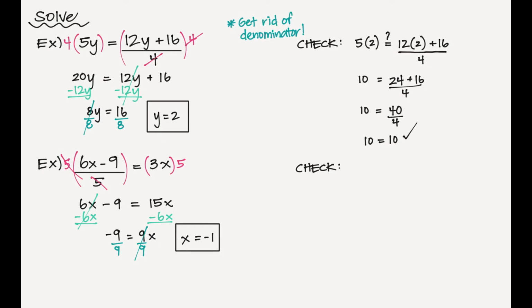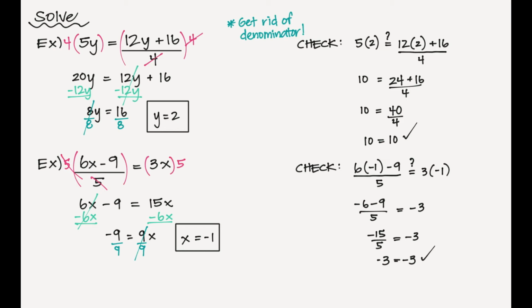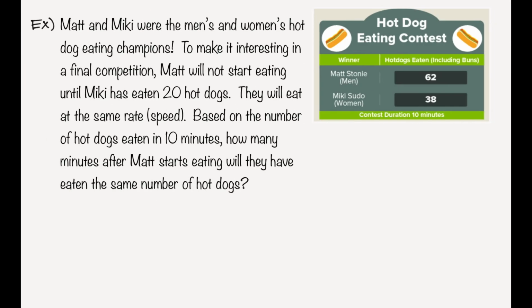All right, let's go ahead and plug this in one final time. 6 times negative 1 minus 9 divided by 5, is that equal to 3 times negative 1? So that is negative 6 minus 9 on the top. Negative 6 minus 9 is negative 15, and that divided by 5 is negative 3. So again, my solution works out.